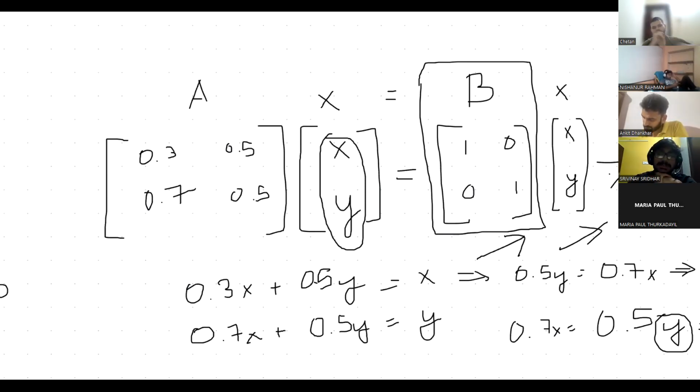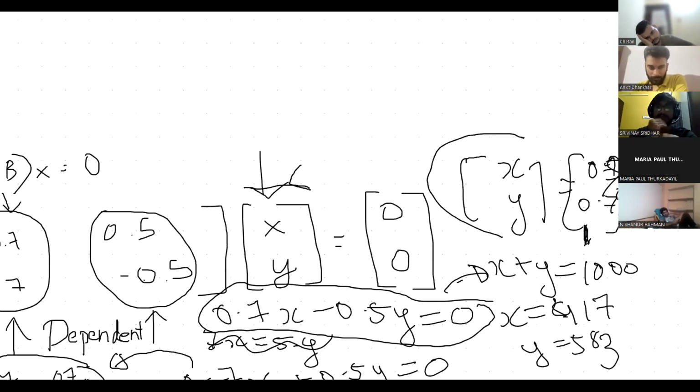When Maria said she didn't understand, what did you not understand? This part where it became 0.5 by 0.7, where from this matrix you got to the solution xy equal to 0.5 by 0.7, 1. I didn't understand that. I think it's not clear. So you want to find a point that goes to 0, 0. I didn't understand how.